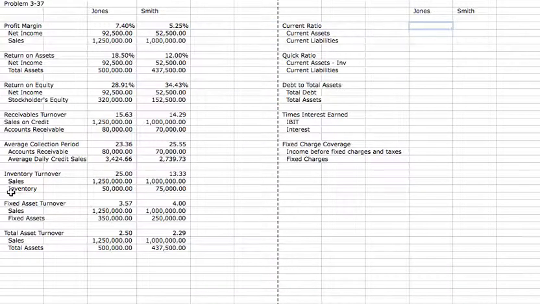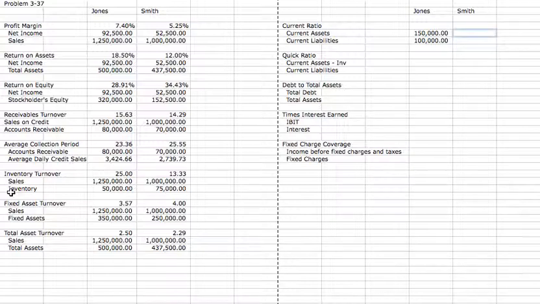Let's take a look at current ratio, and our current liquidity ratio is basically our current and quick ratio real quick. Jones, we have to find current assets for Jones. Current assets are going to be, let's see, cash. So current assets are cash, which is 20,000, plus accounts receivable, which is 80,000, plus inventory, which is 50. Okay. Current liabilities are going to be accounts payable for Jones, 100,000.